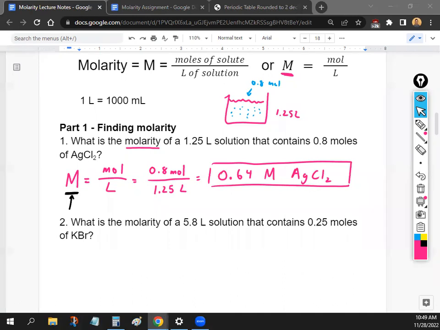Got this one? Okay, so in this problem, same thing. We are looking for molarity, right? It's asking what is the molarity. So we're looking for capital M again. Okay, that means we just need to plug in moles and liters into the formula, and we should be good.